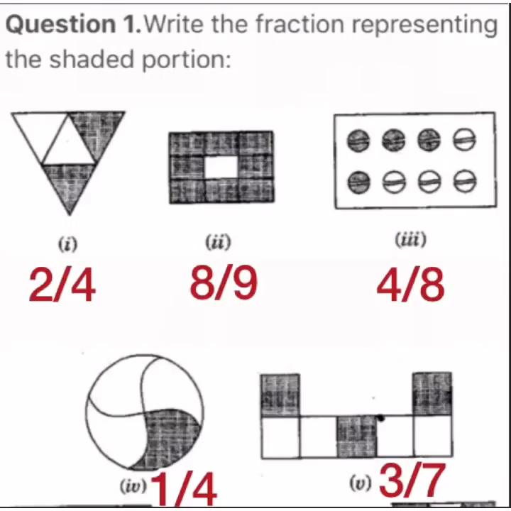Let's start with question number 1. Write the fraction representing the shaded portion. Children, here some diagrams are given to you and we have to find out the fractions. We have to represent them as fractions. So the first one, see, there is a triangle and that big triangle is divided into 4 equal parts and 2 parts are shaded. So how will we represent it as a fraction? Yes, the shaded part as numerator and the total number of parts as denominator. So the answer is 2 by 4.